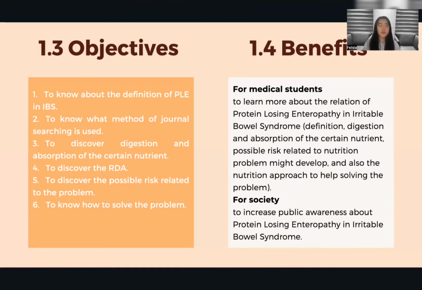For the objectives, first, we have to know about the definition of protein-losing enteropathy in irritable bowel syndrome. Second, to know what method of journal searching is used. Third, to discover digestion and absorption of the certain nutrient. Fourth, to discover the RDA or recommended daily allowance. Fifth, to discover the possible risk related to the problem. And sixth, to know how to solve the problem.